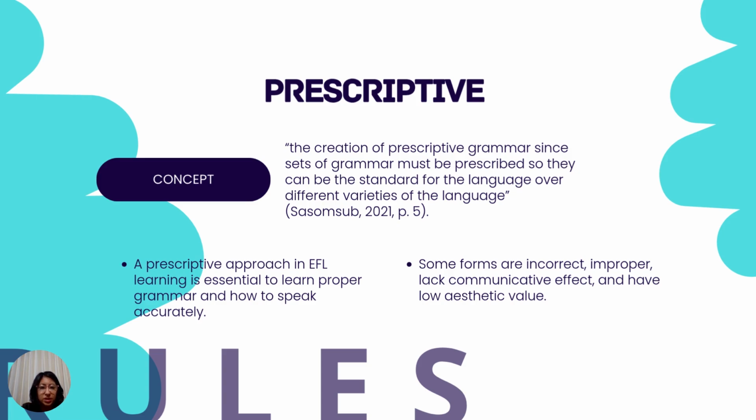A prescriptive approach in EFL learning is essential to learn proper grammar and how to speak accurately. As I said, it is necessary to learn the grammar first in order to speak properly or to structure sentences correctly. It also shows us that some forms are incorrect or improper, as sometimes when we talk to our friends we usually use certain contractions or reductions in order to speak clearly so they can understand, but it's not like a formal language.